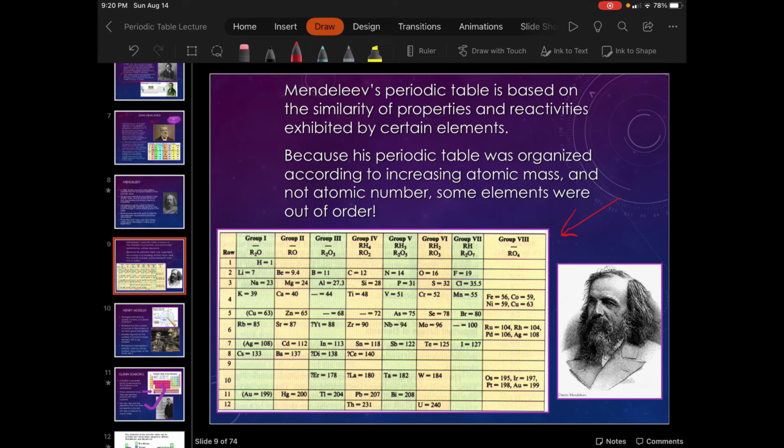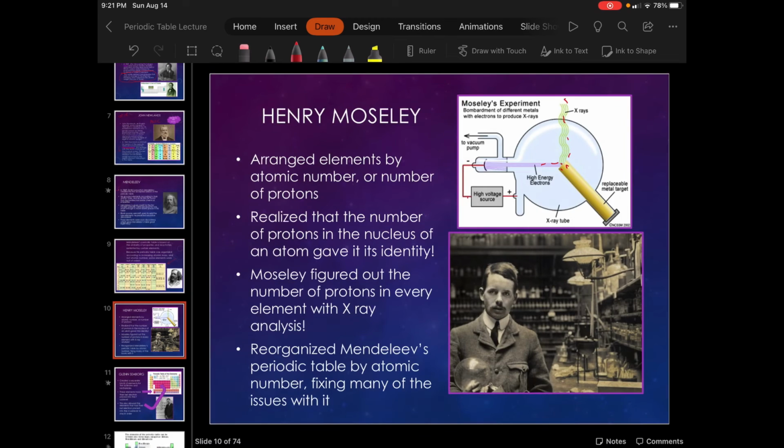Okay? Again, notice that his periodic table is based on the similarity of properties and reactivities exhibited by certain elements. So there are certain similarities of physical and chemical properties and reactivities based on where elements are placed on the periodic table. So then we have Moseley. Moseley arranged it based on the number of protons, otherwise known as the atomic number.